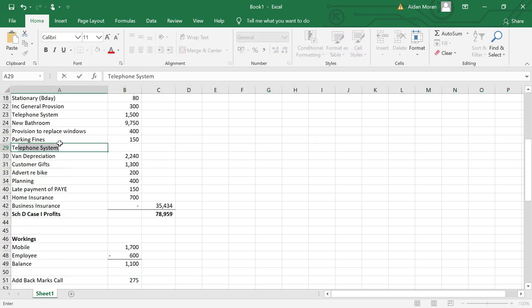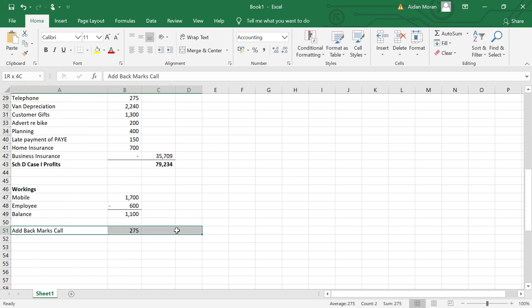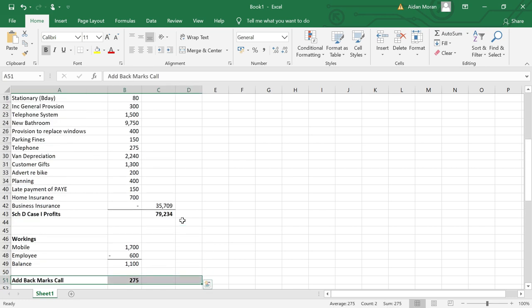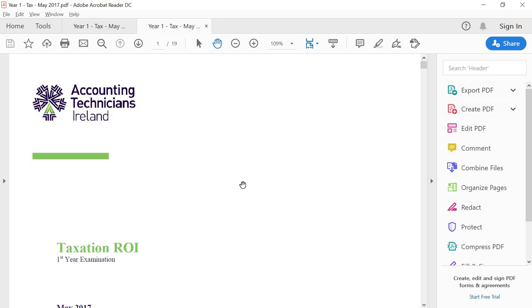Telephone. I don't think I included it. I included a telephone system, but I don't think I included this working, the 25% of the personal calls. So that's given me a slightly different number. I've got Schedule D Case 1 profits of 79,234. So let me pop into the solution to show you where the marks are coming from.